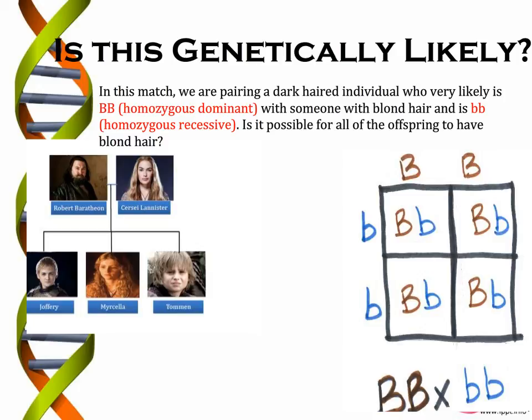Based on this Punnett square, can you tell me whether these children are likely to belong to Robert? I don't want to give away too much, but let's use our knowledge of genetics to determine if this is a possible result of this match. Good luck, and watch the show.